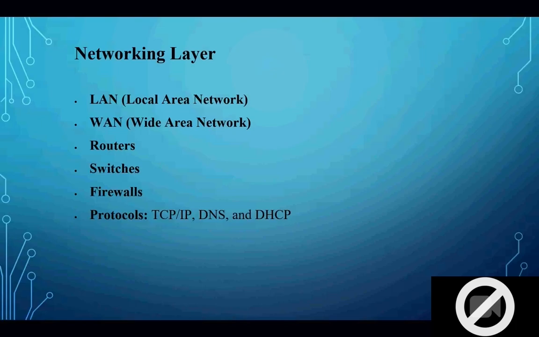Networking layer. This layer connects all the physical devices and makes communication between them. We have a local area network that connects devices in a small area like an office or your home. So your home is a local area network. Then we have a wide area network, which connects multiple local area networks across regions or globally. And again, we have routers, switches, firewalls, and protocols. I know it might be a little bit confusing, so let me explain.